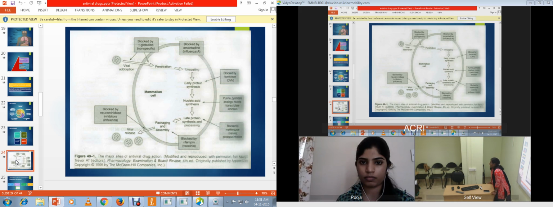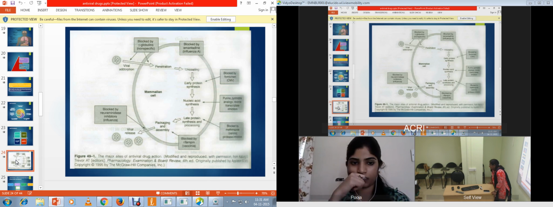This is how antivirals act. It starts with adsorption of the virus to the host cell, then uncoating is inhibited, early genetic synthesis, protein synthesis, late protein synthesis, release of the virus, all of this is inhibited at various stages by antivirals. Got it? Yes.